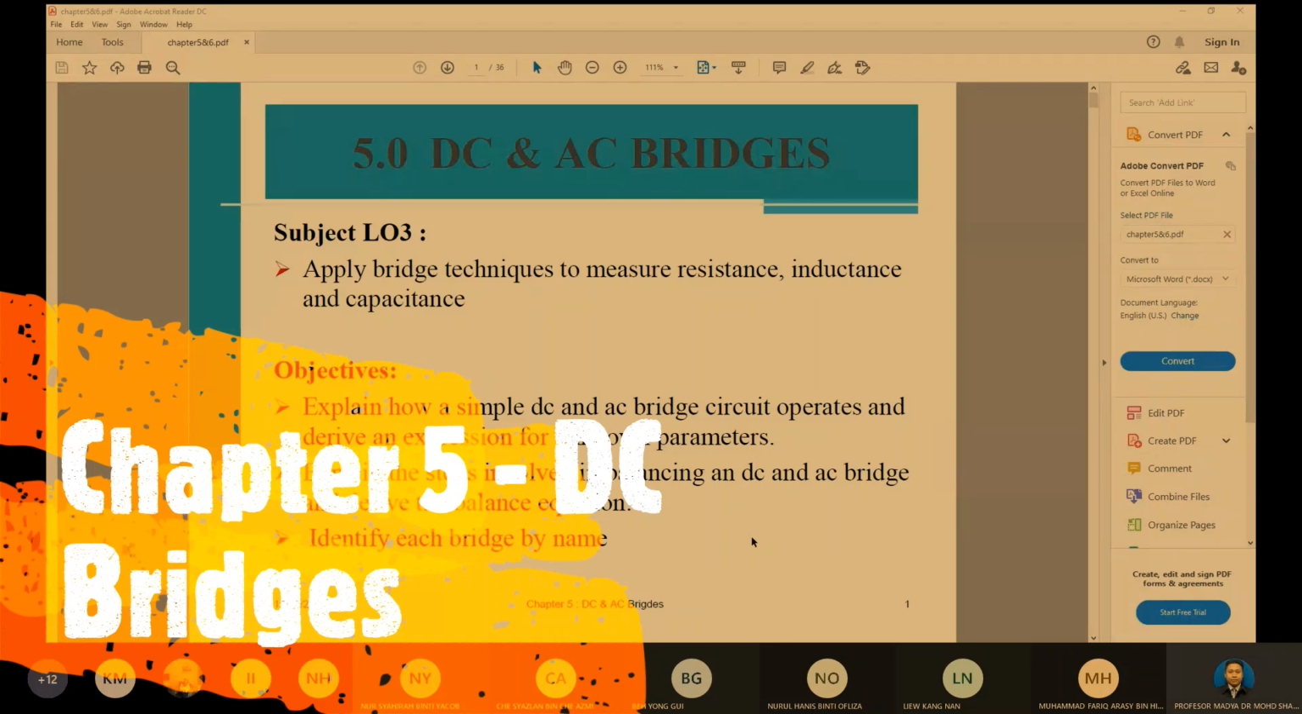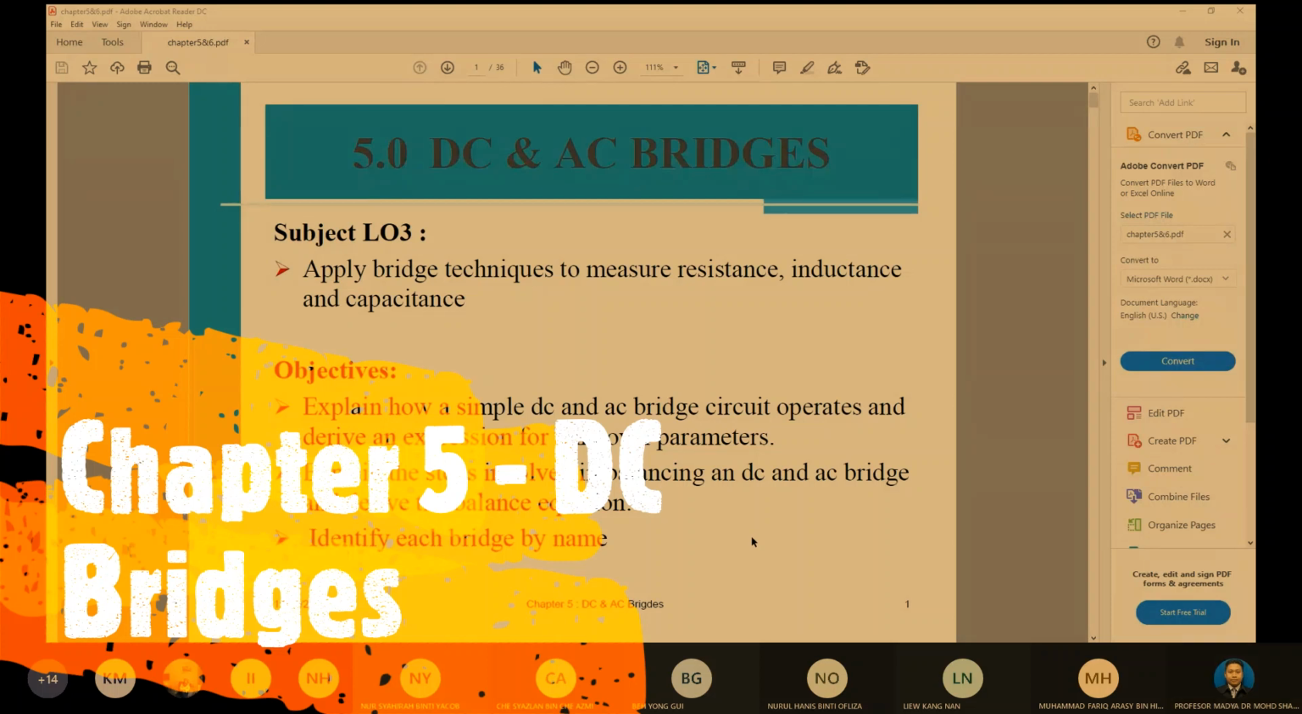Every bridge will have a different equation. That's why you have to know how the bridge circuit operates and derive the expression for the unknown parameter for every bridge, for DC and AC bridge, and derive the balance equation. So every bridge has a different equation, right? So you have to know how to derive the equation for every bridge.